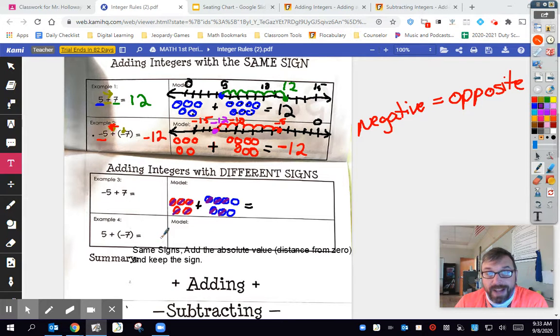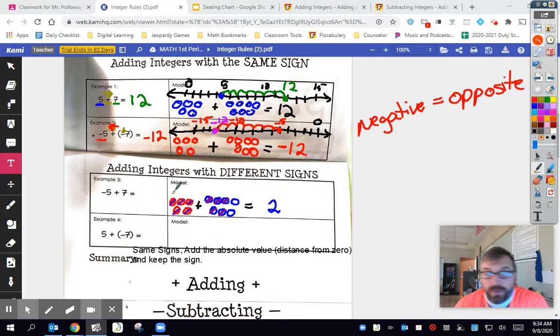My final additive pair. So when I added those two, what I actually did was cancel out 5 of the positives, and that just left me with 2 counters. But what type of counters did it leave me? Did it leave me with positive counters or negative counters? Well, they're blue, so they're positives. So that left me with +2.